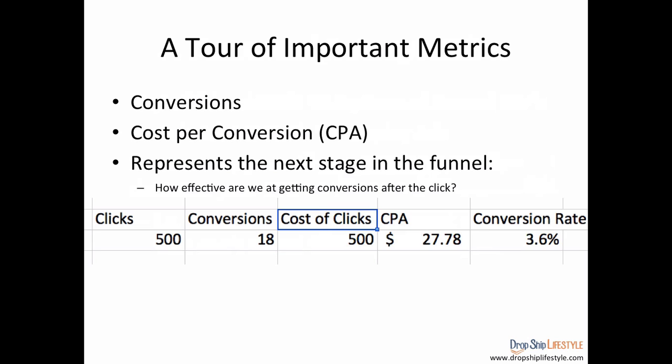A CPA is simply how many conversions we got and how much did it cost to get each conversion. So in a situation where we spend $500 for 18 conversions, that's a simple 27.78 CPA. For our conversion rate, that's 3.6%, meaning if we had 100 clicks, we can expect to get 3.6 sales from that. That is an intro to some of the conversion metrics.